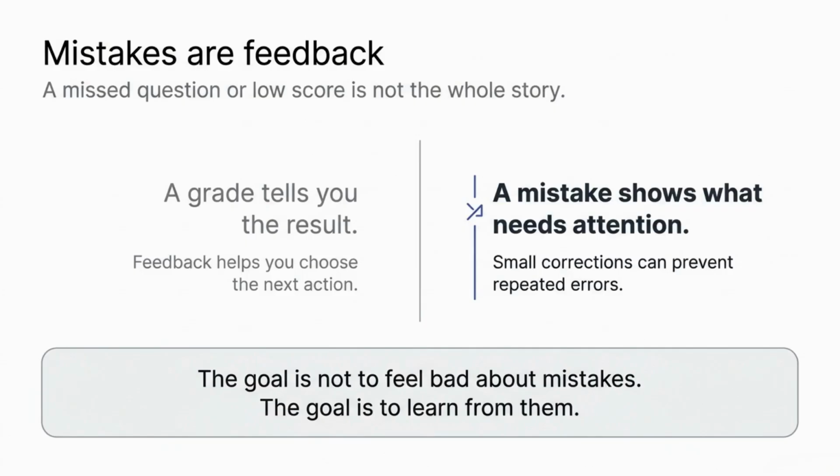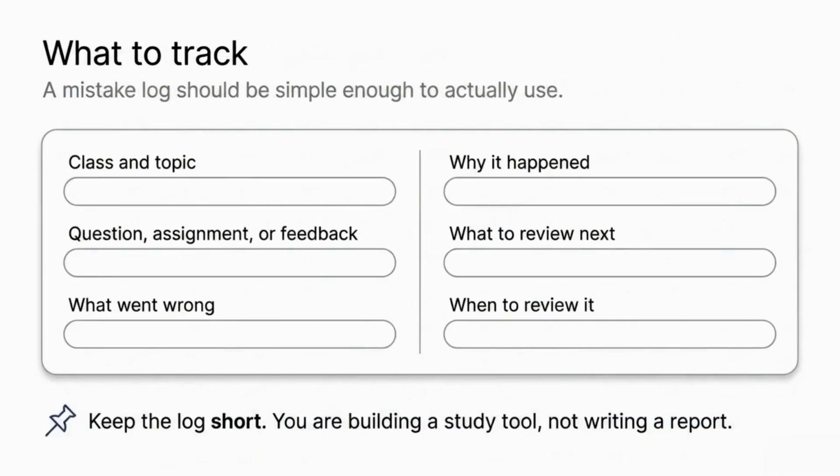Maybe you misunderstood a concept. Maybe you forgot a step. Maybe you misread the question. Maybe you waited too long to begin. When you can name the reason, you can choose a better next action. That is why mistakes are not just problems. They are information.